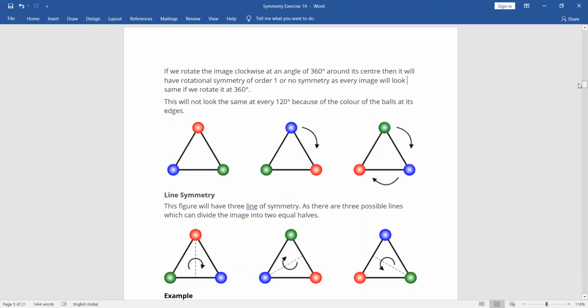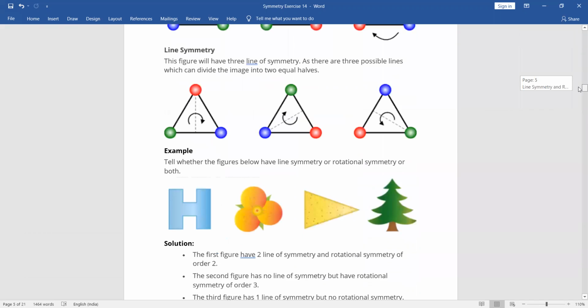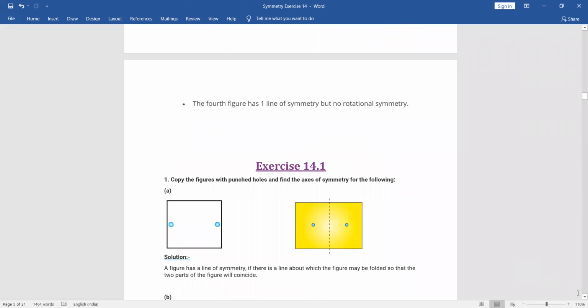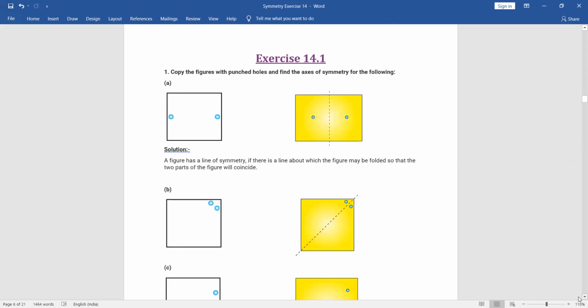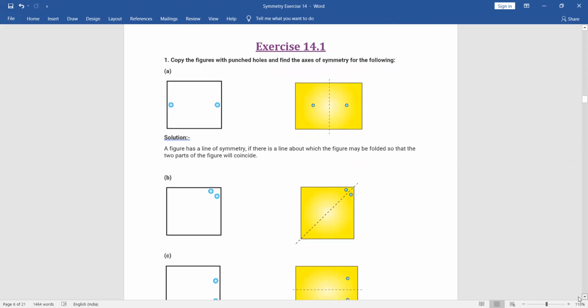Okay, now see the exercise, that is exercise 14.1, question number first. So just see our first question is here. Copy the figure with punched holes and find the axis of symmetry in the following. You have to find out what the axis of symmetry is. On seeing the diagram, we can easily identify the axis of symmetry here. So just see the first diagram, as the diagram is here. So this can be the axis of symmetry.